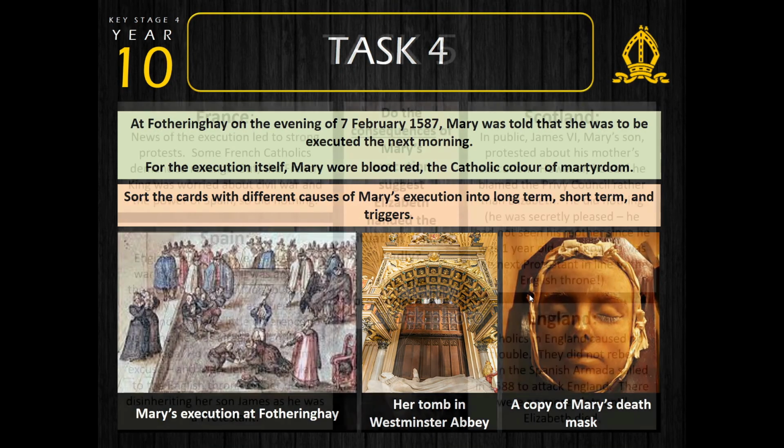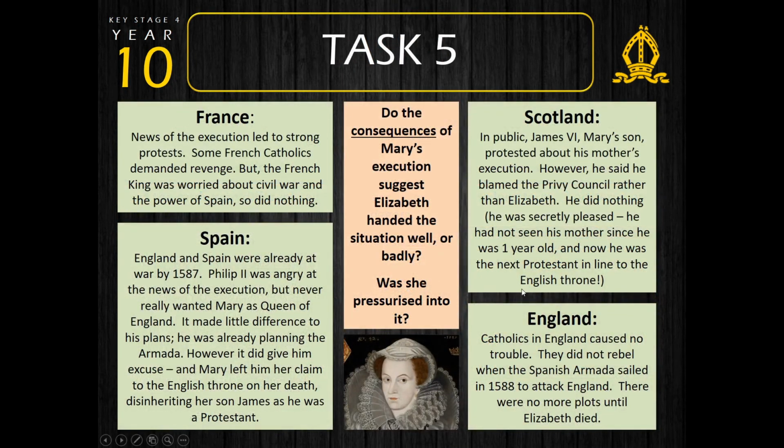When you have done that, you can move on to this final task. These are the consequences of the execution, which is basically not a lot. There's no rebellion in England. The Catholics don't rise up. The French don't rise up. They don't do anything. Scotland, even though it's her son, publicly says, "Oh yeah, I'm not very happy about this," but because of Elizabeth's tantrum arresting her secretary, he accepts it was the Privy Council's fault, and he does nothing.